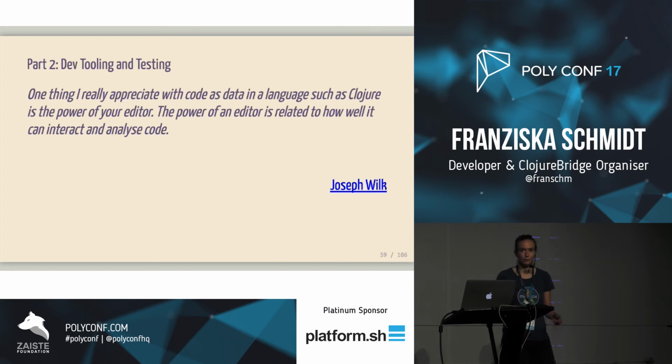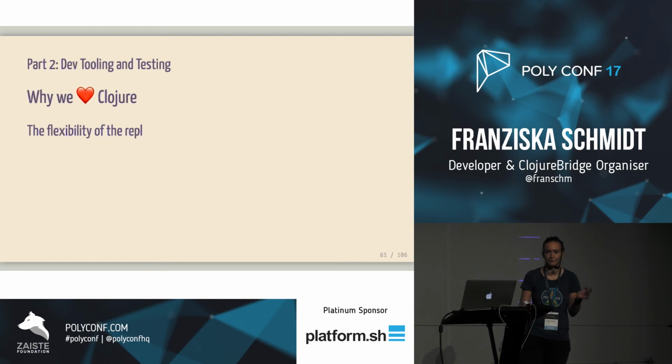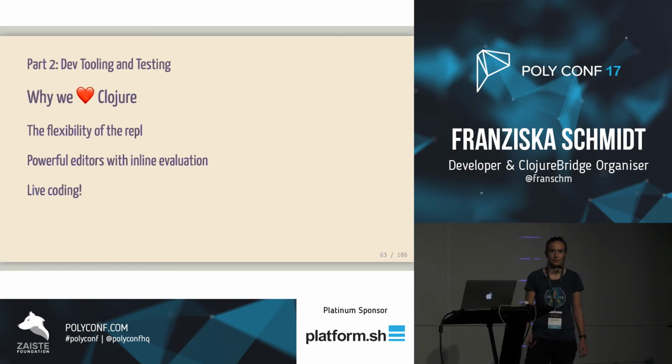so many cool dev tools and the REPL and live evaluations and can do live coding like the one I showed in my sketch is because our editors can interact and analyze our code on the fly really easily, because code is data and we can just understand and analyze it. I thought that was really interesting. And this is why we love Clojure: all the cool dev tooling, the flexibility of the REPL, powerful editors with inline evaluation, and live coding. And these things are because of the homoiconicity.